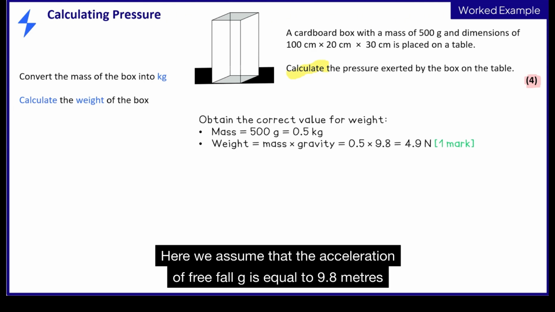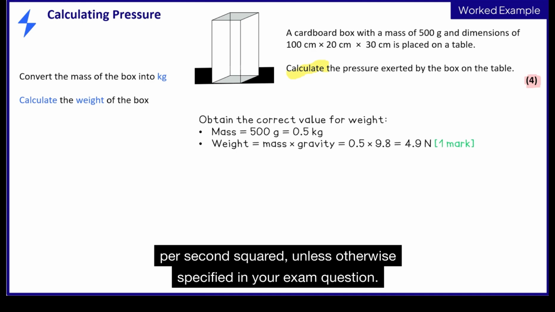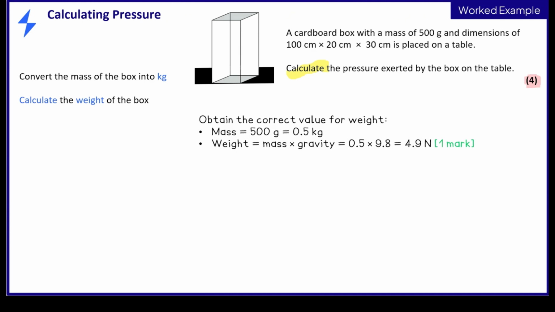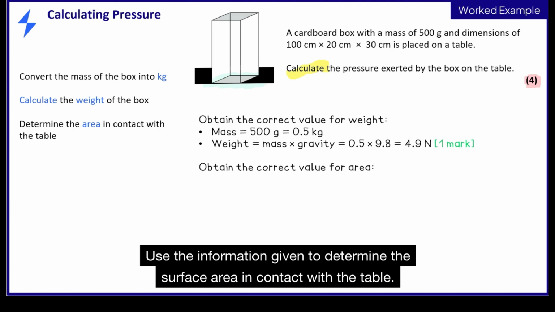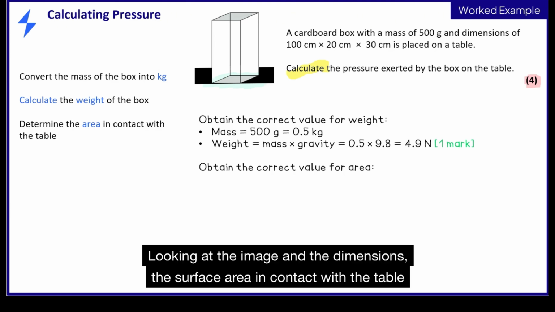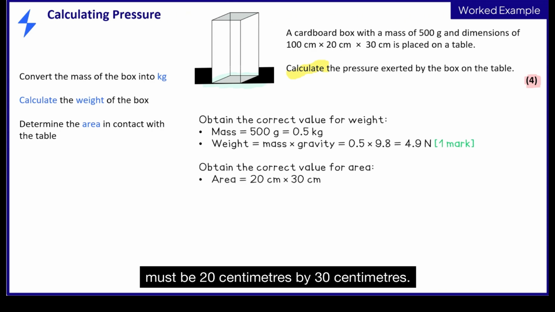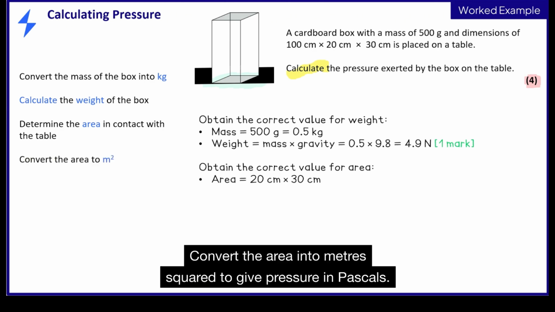Here we assume that the acceleration of freefall g is equal to 9.8 meters per second squared, unless otherwise specified in your exam question. Use the information given to determine the surface area in contact with the table. Looking at the image and the dimensions, the surface area in contact with the table must be 20 centimeters by 30 centimeters. Convert the area into meters squared to give pressure in pascals.